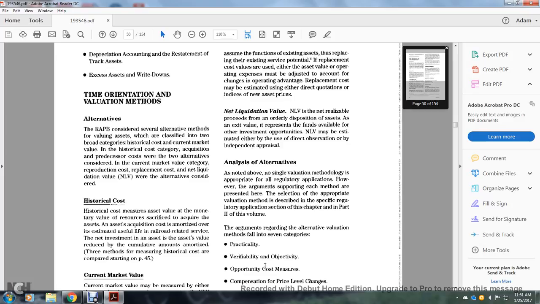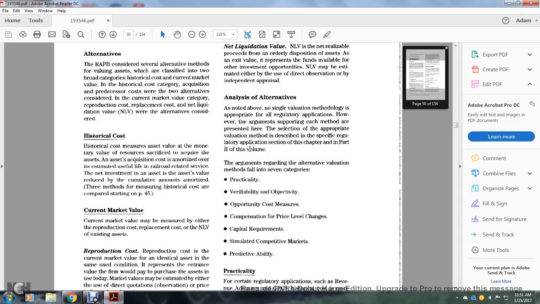The value of the replacement cost must be adjusted for the accounting and change for the operation. Advantage of the replacement cost must be used with either the direct quotations or indexes of the new asset price. Net liquidation value, the NLV: net liquidation value is the reasonable proceeds from the ordinary disposition of the asset. The existing value would represent the funding available for other investment opportunities. The net liquidation value may be estimated either by direct observation or independent appraisal.